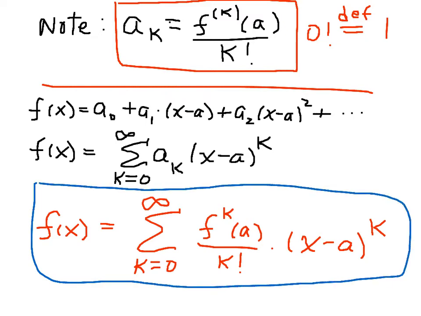Now, just to remember, if a is 0 and we're centering the Taylor series around x equals 0, we have a special name for that series and we call it a Maclaurin series. So let's just make a note of that. When a equals 0, we have a Maclaurin series. And most of the series that we will look at will be Maclaurin series. All right, so let's look at some examples now.